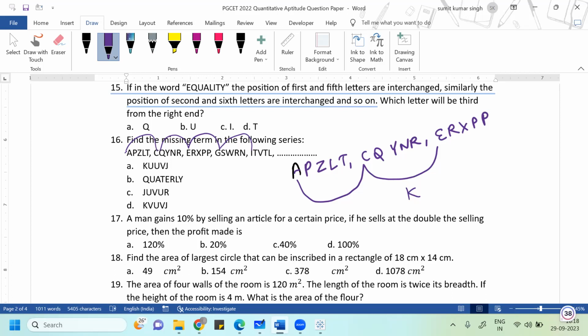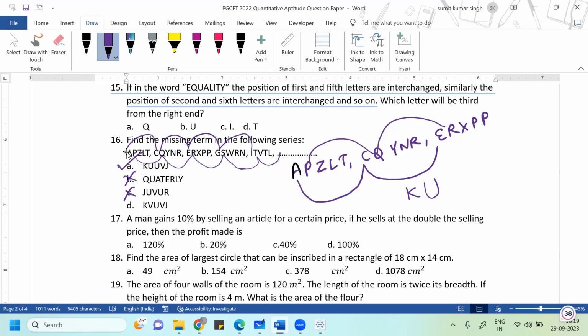So see which is starting from K: option A and option D. So B and C cannot be your answer. You can leave those. Now if you see P, Q, R, then S, then T. After T, this would be U. P, Q, R, S, T, U. So the answer will be option A. Clear? Very simple question. I hope you got this.